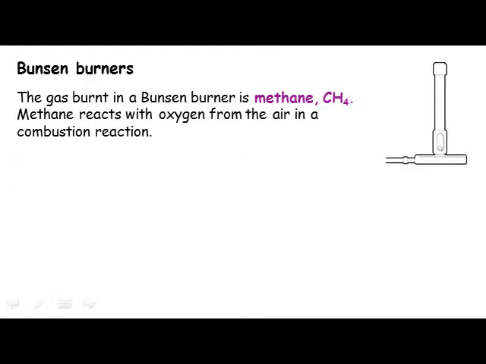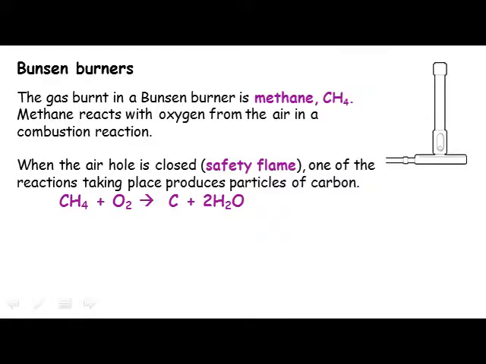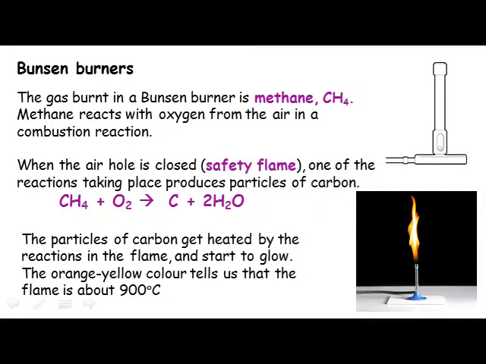We can see this in the flame from a Bunsen burner. The fuel burning in a Bunsen is the gas methane, but the way it burns depends on how much oxygen there is for the methane to react with. When the air hole is shut, one of the reactions taking place is methane burning to make tiny particles of carbon, which we know as soot, and water vapour. The tiny soot particles are heated in the flame until they glow. Their yellowy-orange colour shows us that the temperature of the safety flame is around 900 degrees C.